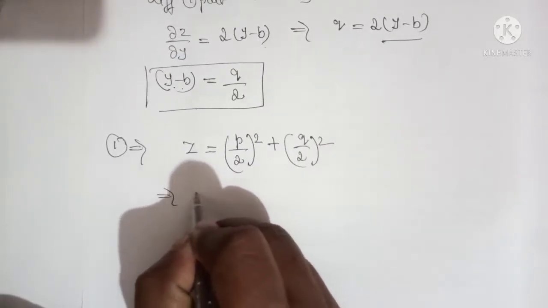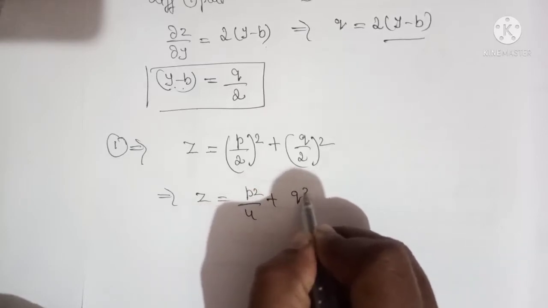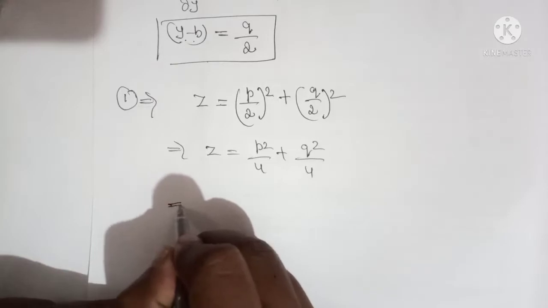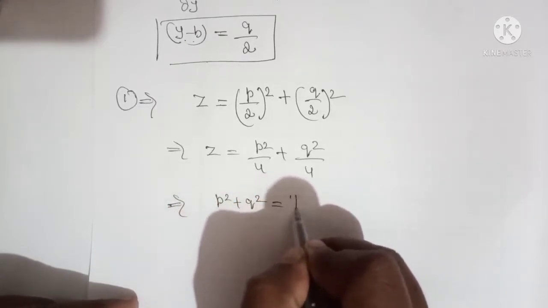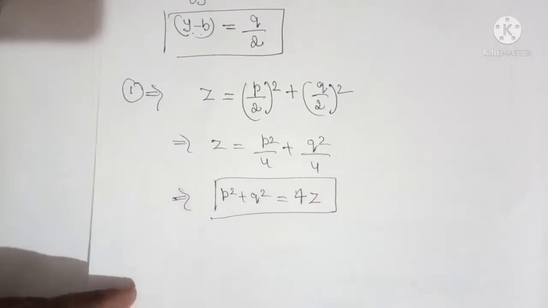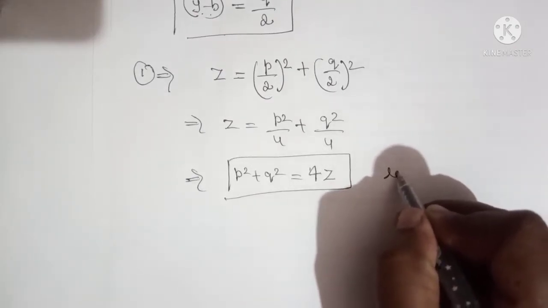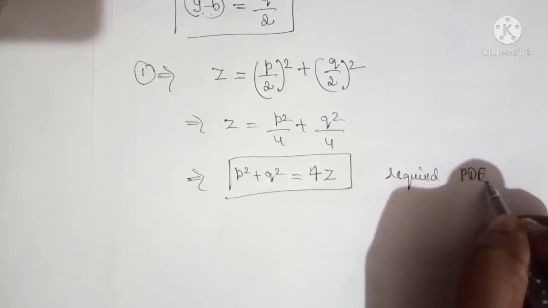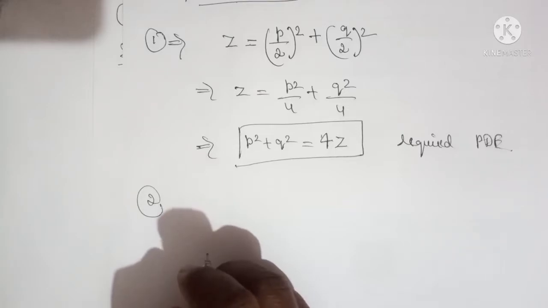Further simplifying, we get z is equal to p square divided by 4 plus q square divided by 4. Taking LCM 4 and sending it to the LHS, we get p square plus q square equals 4z. So this is the required PDE. Required PDE.